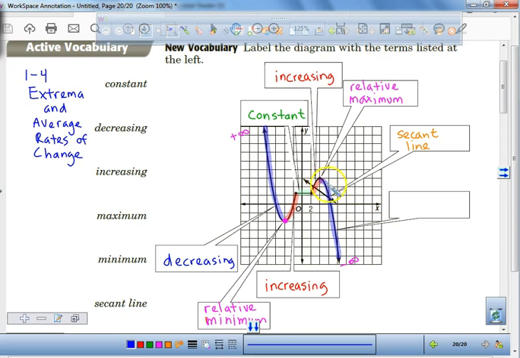And last but not least, this portion of the graph, the y values are going down as the x values are getting bigger. So once again, that portion of the graph is decreasing. So you're going to need to be able to interpret what's happening in different parts of a graph. Is it increasing, decreasing, or remaining constant? Where are the relative minimums or maximums that you're going to be working on?